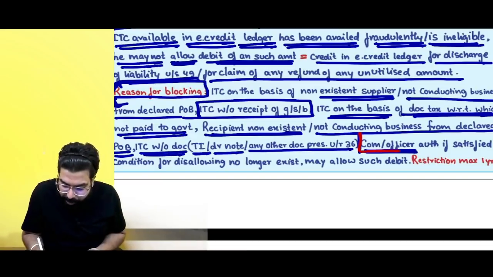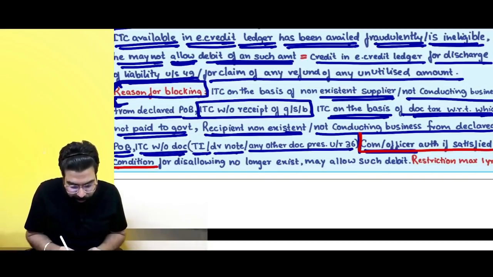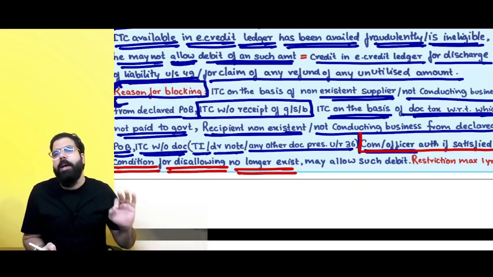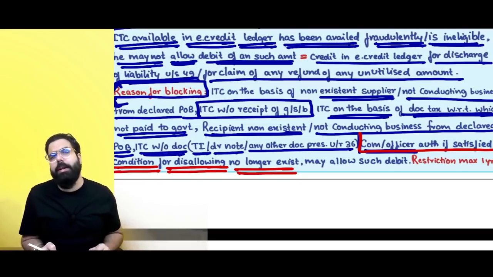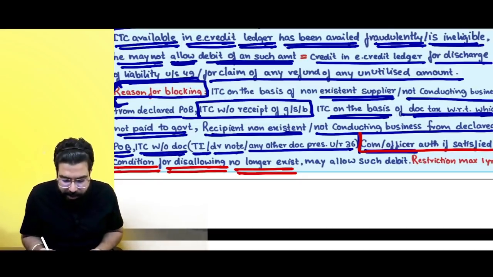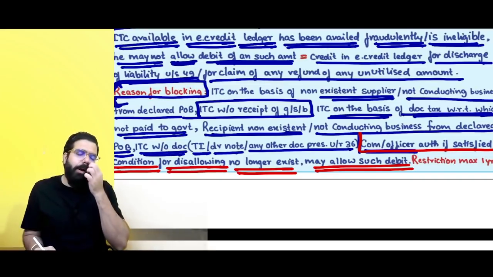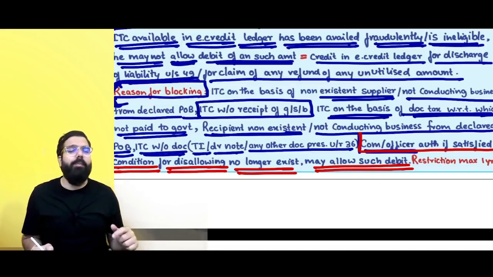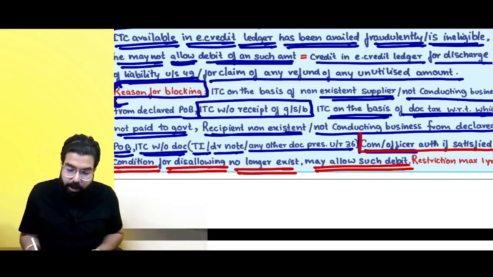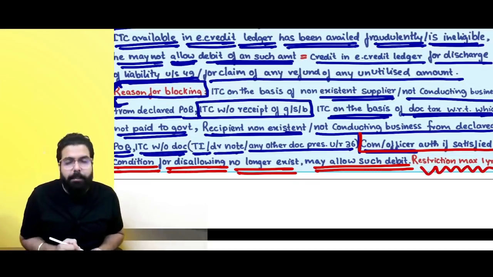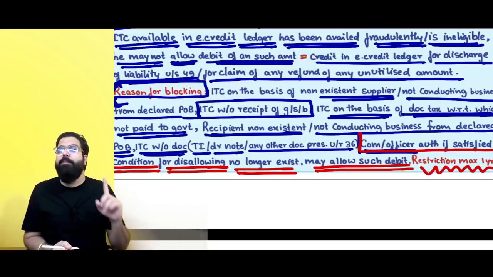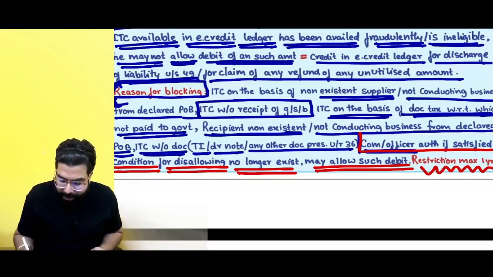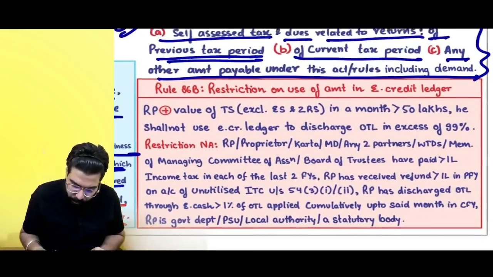Now, sir, after blocking, if the commissioner or officer authorized is satisfied that the condition for disallowing no longer exists, it means they had disallowed the credit, but now they feel that they should not disallow the credit. Unblocking can be done. They may allow such debit, means the officer can allow the debit if the officer feels that the reason for blocking is no more existent. Sir, always remember they can restrict, means block the credit, for a maximum of 1 year. It means within 1 year they should call you, do all the assessments and close it off. Done, sir. Point is clear. Restriction can be maximum 1 year.